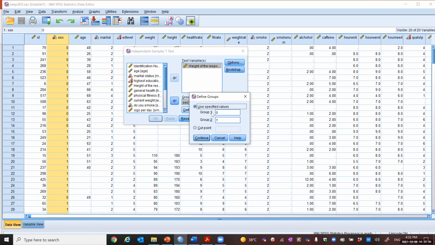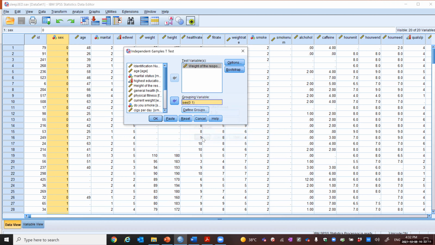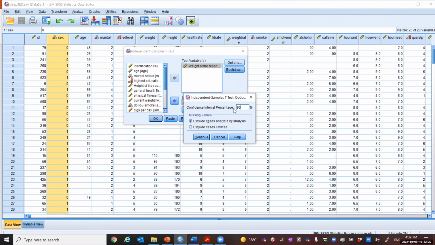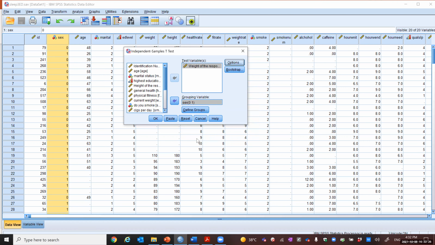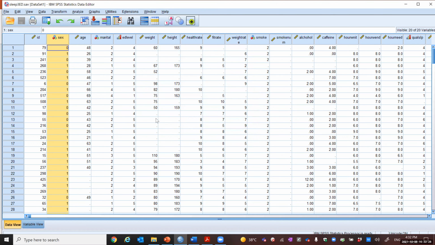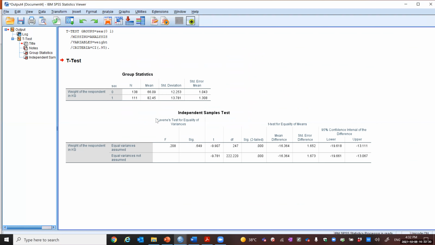So my group 1 here is 0 and group 2 is 1. So I'll just have to put 0 and 1 here. I'll say continue. Once I click continue, you will find the question marks are replaced by 0 and 1. Now, if you go to the options, there's nothing specific here. So you just click continue and click OK. When you click OK, SPSS would give you this output.